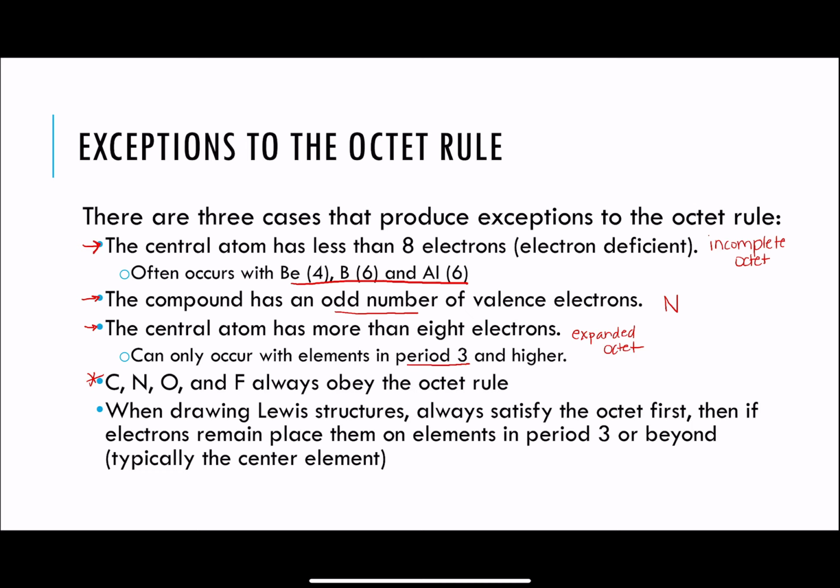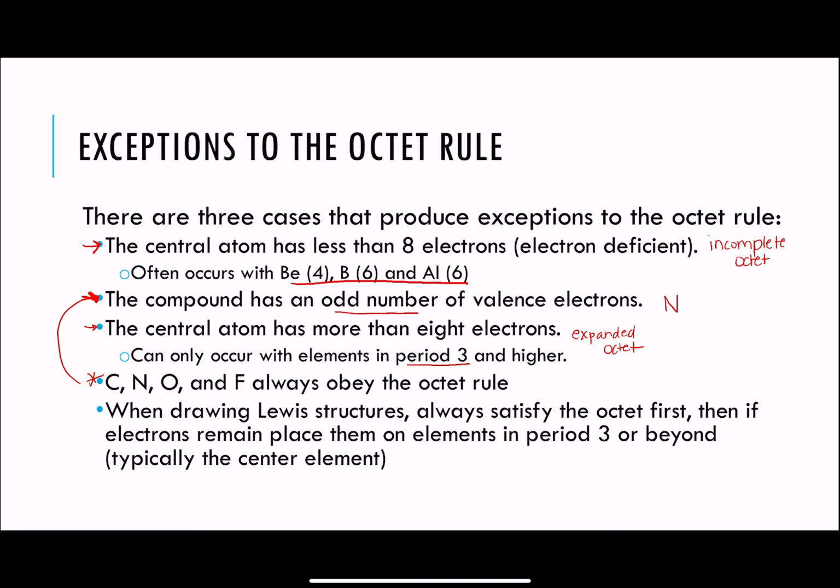Carbon, nitrogen, oxygen, and fluorine always obey the octet rule, except, as I mentioned, sometimes nitrogen is going to get hung up a little bit, but they are going to try to satisfy the octet rule first, okay? So we want to try to fill them first, and then if we have extra electrons, we're going to put them on elements that are in period 3 or higher, and typically it's going to be the center element, okay? So I know that's a lot of rules, and it's kind of hard to figure out what we're doing here, but I think it'll make sense as I show you some examples. So let's look at a few examples together.